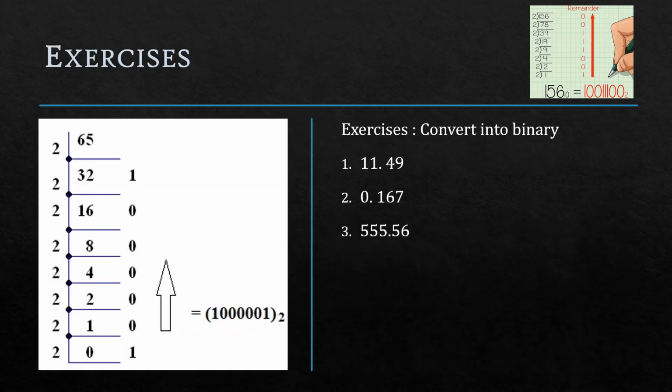More exercises. We are going to convert the number 65 to binary. 65 is divided by 2. That process is repeated until we get the quotient as 0, and all the remainders are read up to get the corresponding binary number. Here you are given some exercises. Convert these numbers to binary.